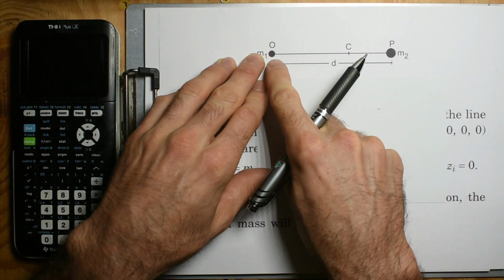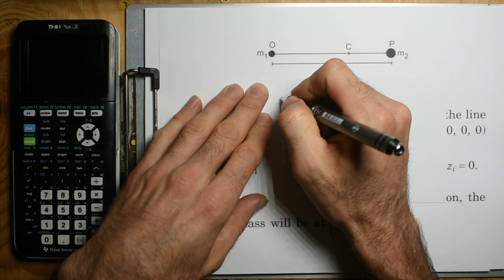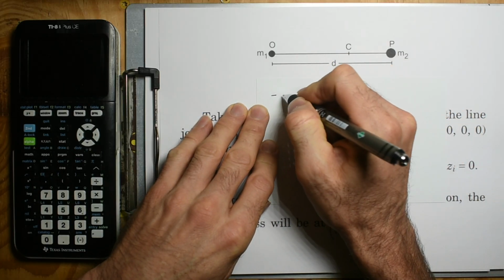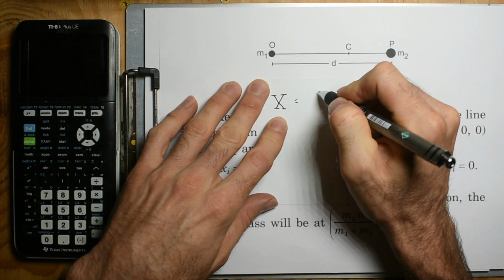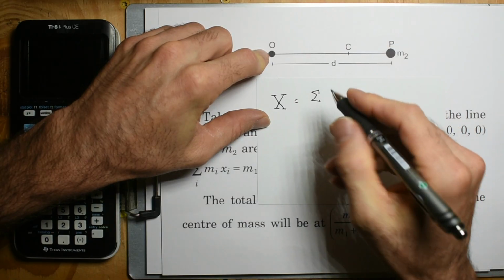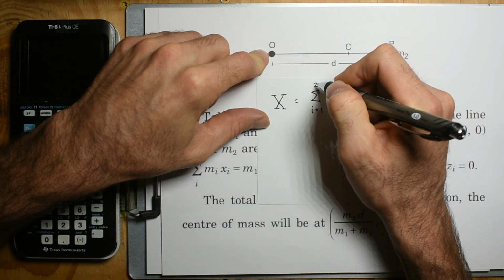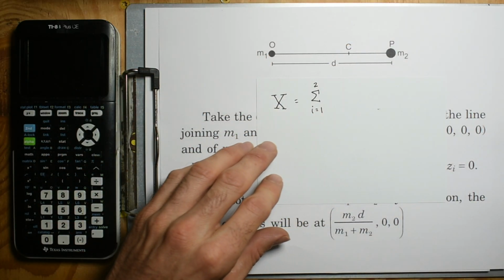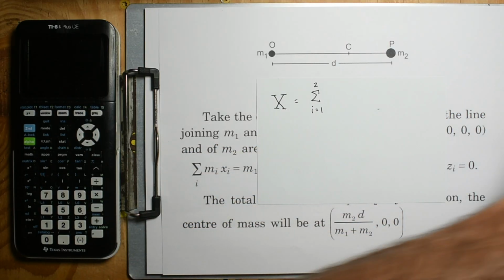I want to find the center of mass between these two. The equation for the center of mass, let's say in the x direction, we're just going to call capital X. So capital X is, the summation sign is like, hey, I have two particles here. So we have i equal to 1 to 2. And I was thinking about what are the different ways you could write this summation.